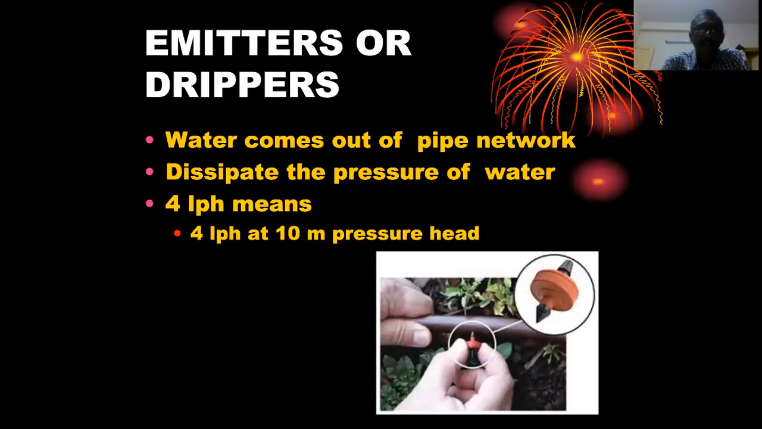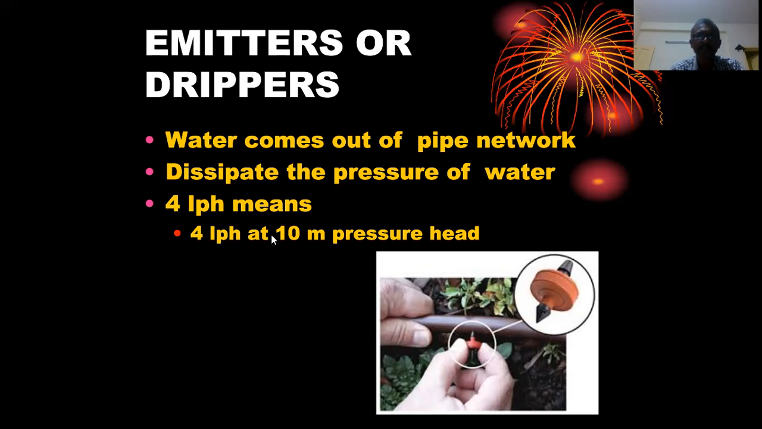Next is emitters or drippers. This is a very important component. The function of the dripper is that through which water comes out of the pipe network. What a dripper does is it dissipates the pressure of the water inside the pipe, and when water comes out of the dripper, it loses all its pressure, and finally when it comes out after losing all the pressure, water comes out as droplets.